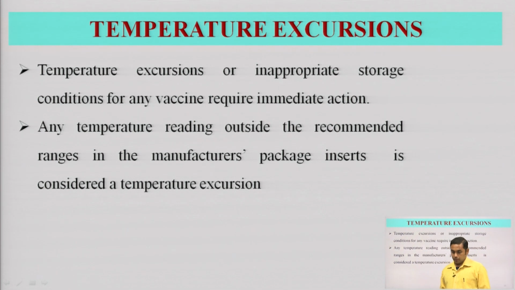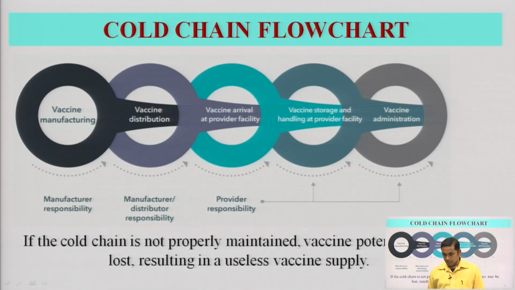Temperature excursions. A temperature excursion or inappropriate storage condition for any vaccine requires immediate action. Any temperature reading outside the recommended ranges in the manufacturer's package insert is considered a temperature excursion. Here is a cold chain flow chart.